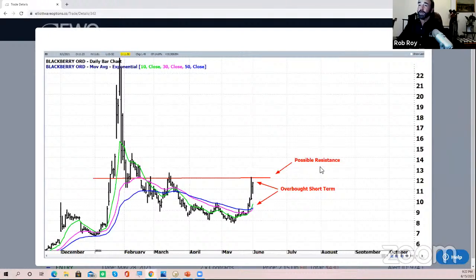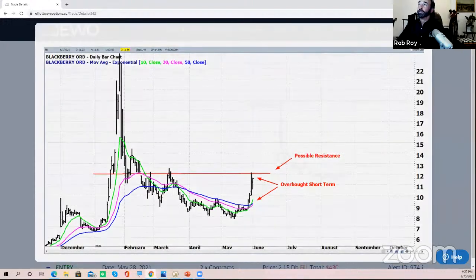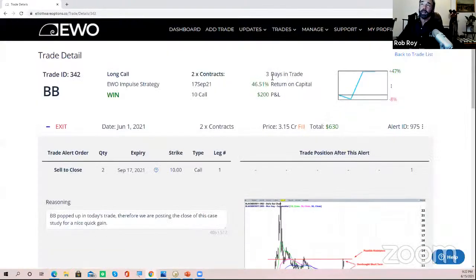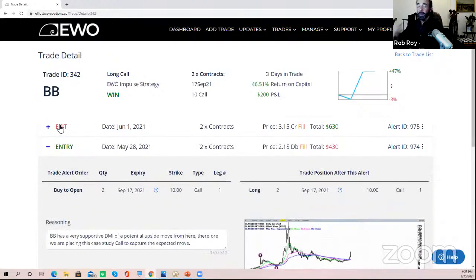Now, the reason it says 3 days is that's calendar days. It was one trading day. So this was Friday that it had moved back to the downside. And then on Monday, it moved right back up there towards resistance. So really, in one trading day, made a 46.5% gain on BlackBerry. So Friday to Monday, that was it. One trading day, but 3 calendar days. So I wanted to share that one with you.